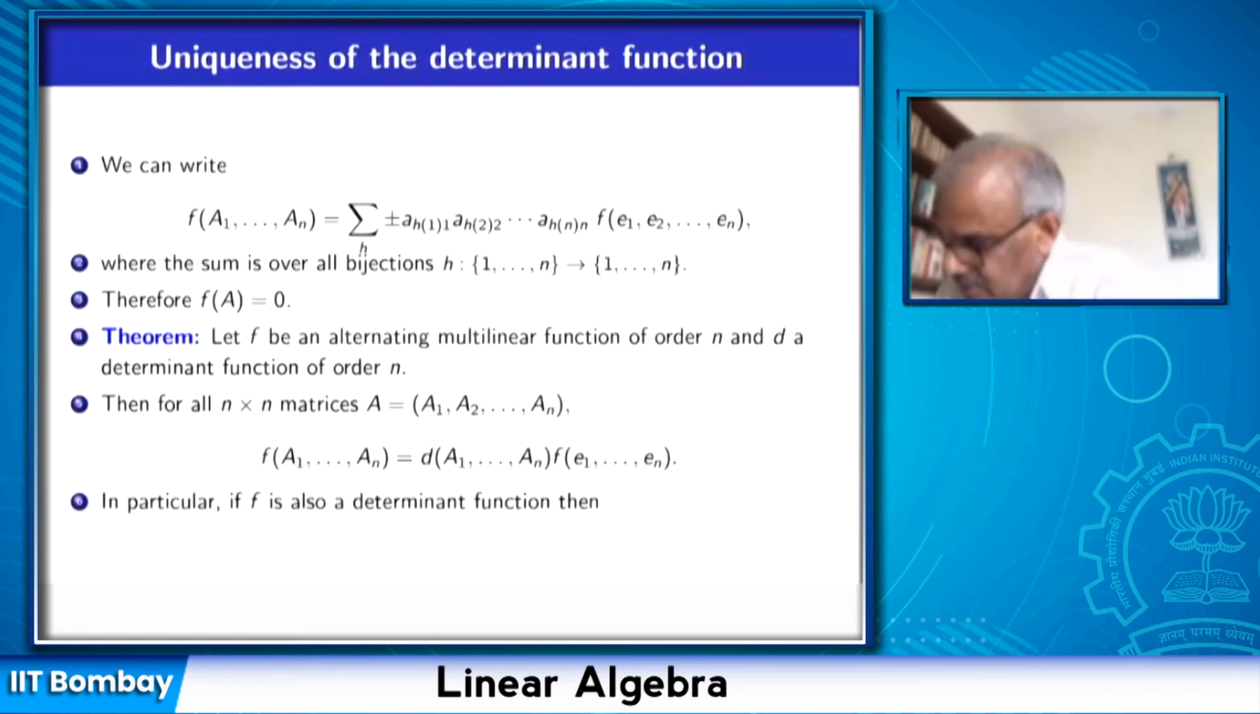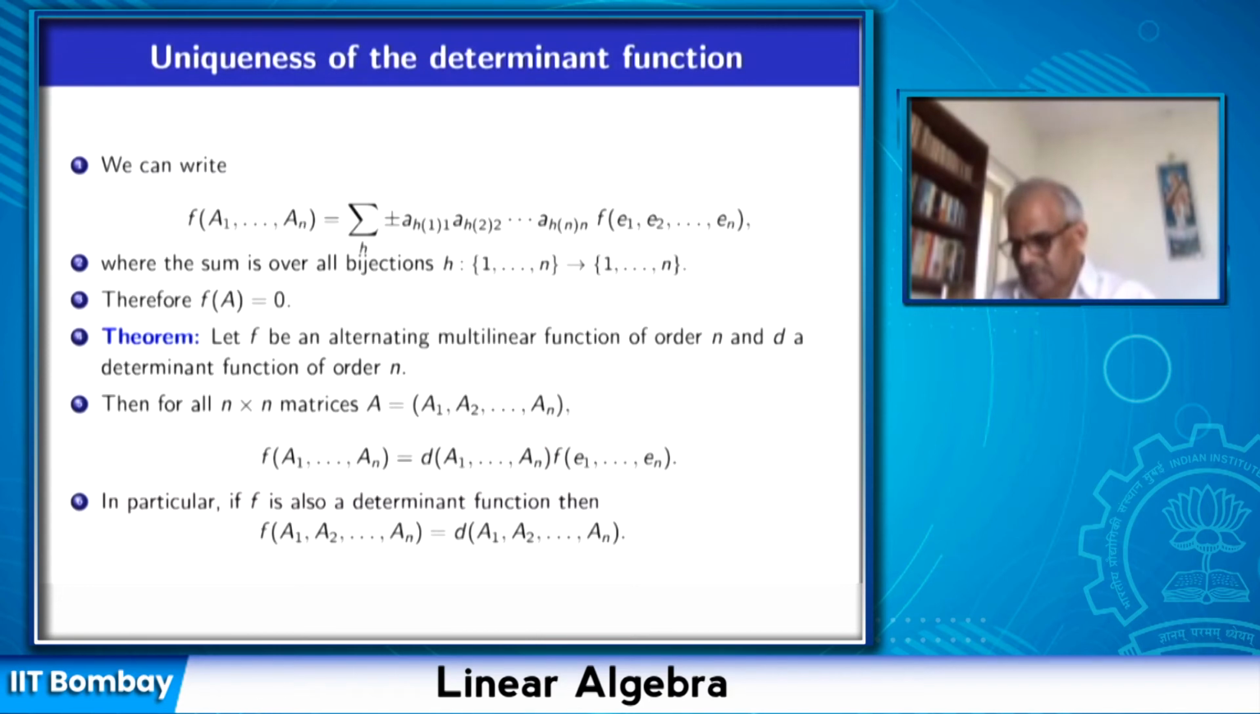So in particular, if F is also a determinant function, then this is 1, and therefore F equals D. So this is the uniqueness theorem, that we show that any two alternating multilinear functions are scalar multiples of each other, and that scalar is the value of the function on the identity matrix. So if both the functions are determinant functions, then it forces the functions to be the same, and therefore uniqueness will follow. The determinant function is a unique function.